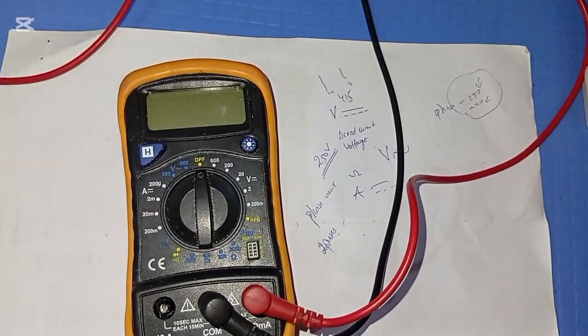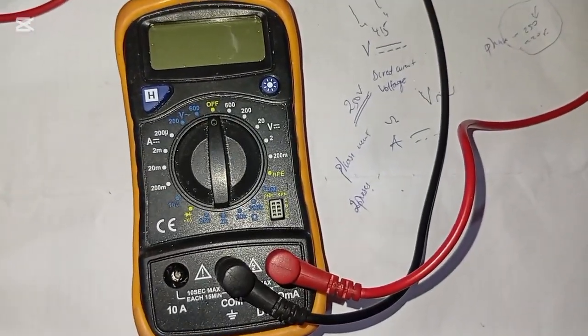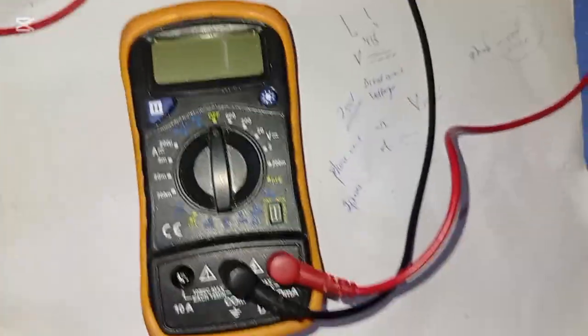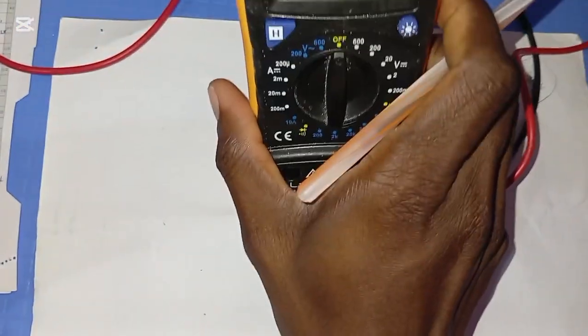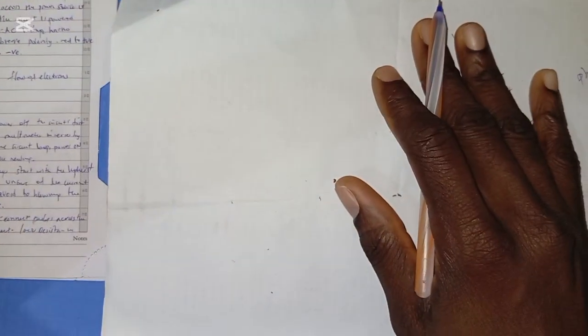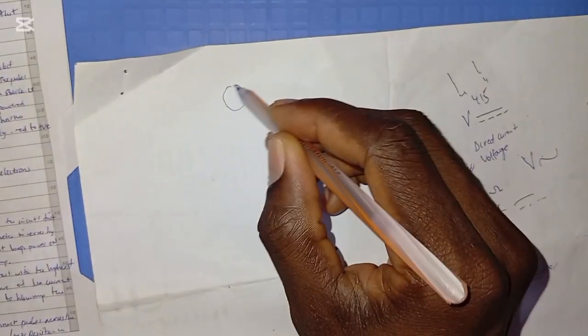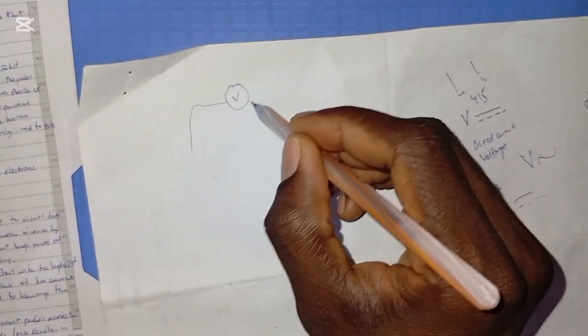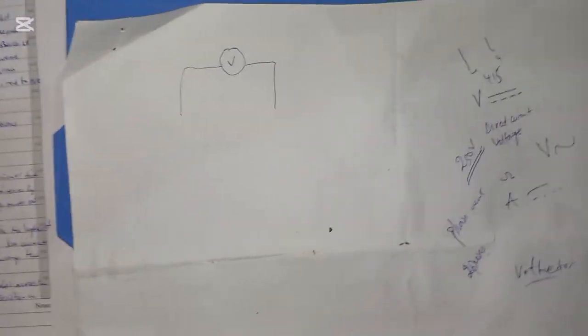For you to be able to measure the voltage, you need to understand how voltage is measured. How do you connect a multimeter to measure a voltage? We have a component known as a voltmeter itself, which measures voltage. You can also find it as a small copy of a voltmeter itself. To measure voltage, you need to connect the multimeter in parallel. What do I mean by parallel?